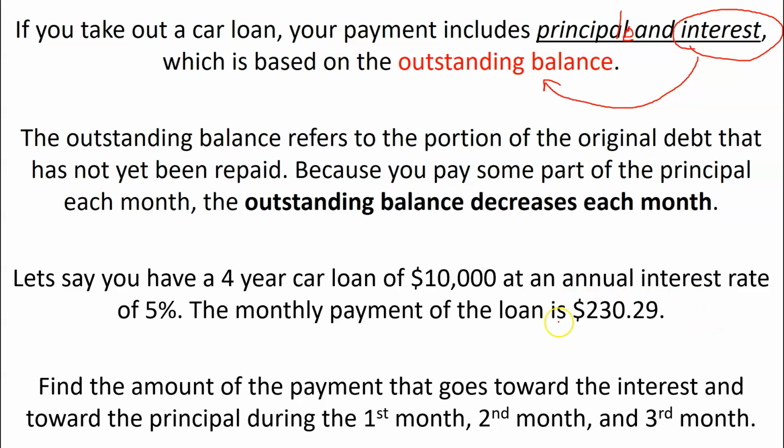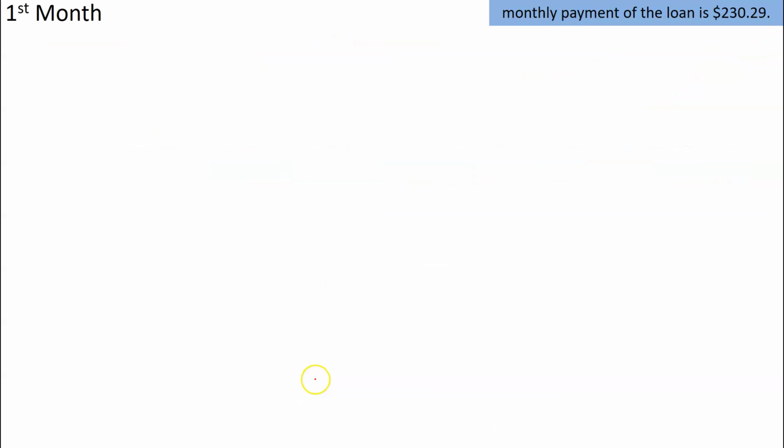We're going to do the payment formula. It's a big monster of a formula, but I want to show you how it works. Find the amount of the payment that goes toward the interest and towards the principal during the first, second, and third months. Okay, so let me show you.